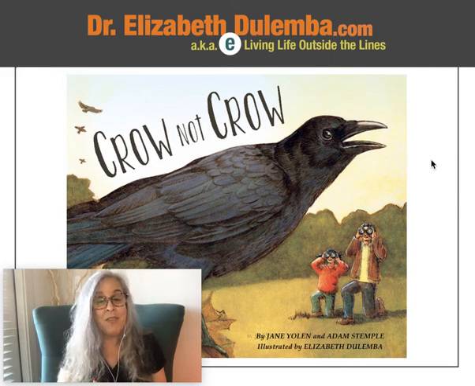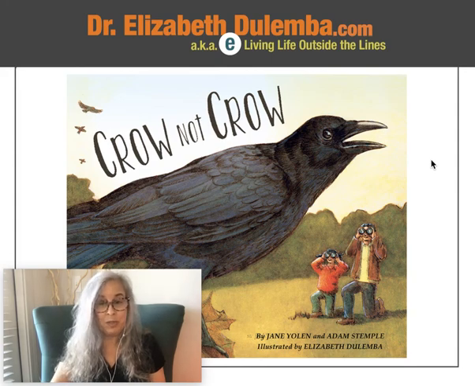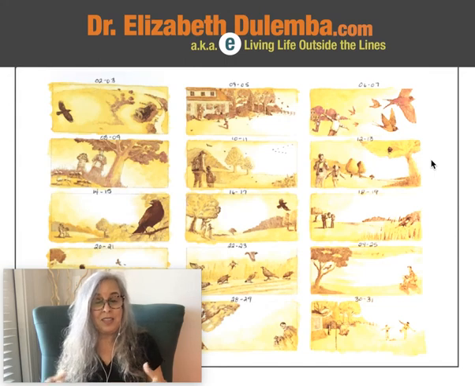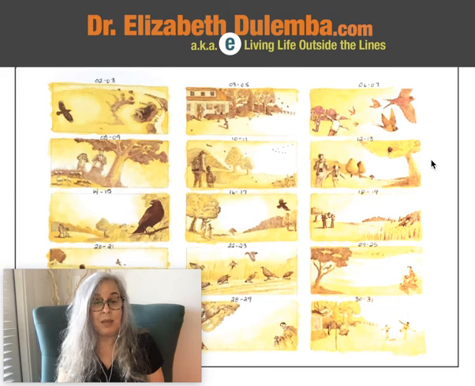So I have come up with a slightly more evolved way to deal with the light issue. So in Crow Not Crow, one of my more recent books with Jane Yolen and Adam Stemple, I actually created a stage of thumbnails. Now this is after I've done the drawings. I shrink them back down, I create a new thumbnail page, and I'm using that for color scripting and for this to figure out where the light's coming from.